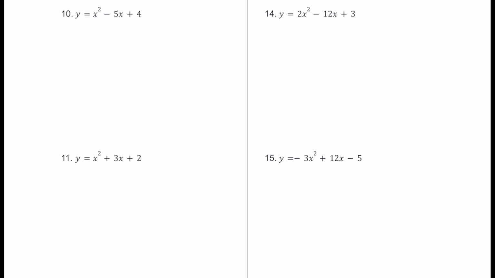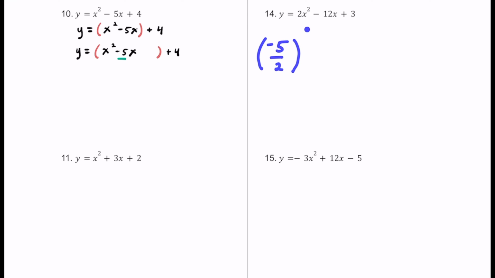For number 10, we have this equation y is equal to x squared minus 5x plus 4. This is what it would look like with the first two terms grouped. This is what it would look like with them a little bit more spaced out. Let's figure out what this b term is. It's negative 5, so this one's actually going to be a little bit more annoying than the rest. Keep in mind that when b is an odd number, it's a little bit more frustrating to do these. So take this negative 5 and let's take half of it. And after we take half of it, we're going to square it.